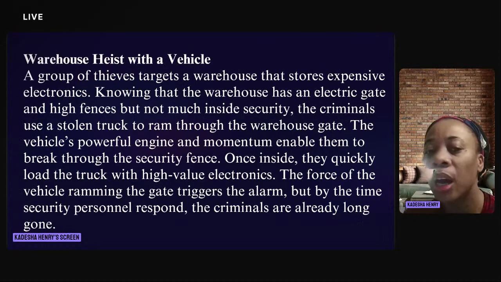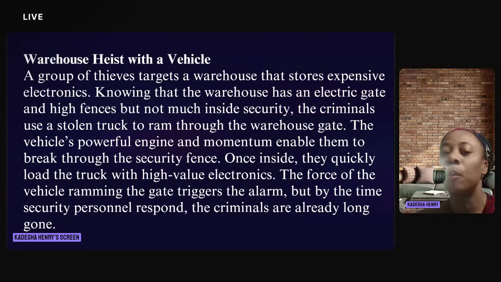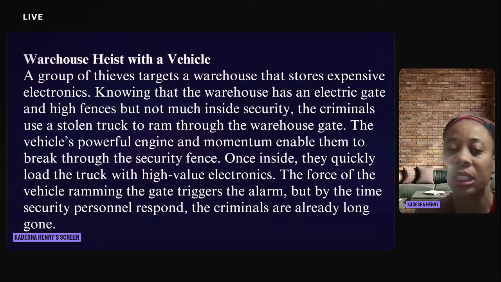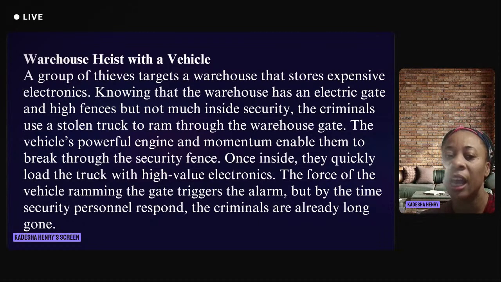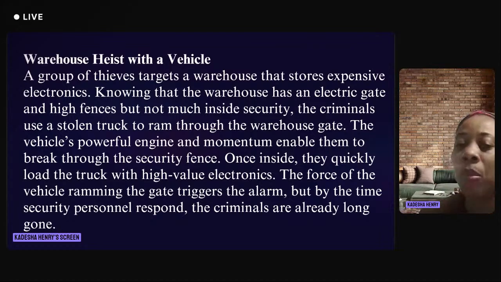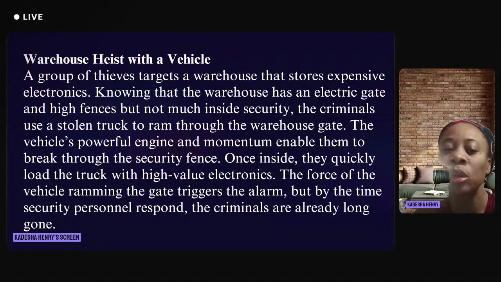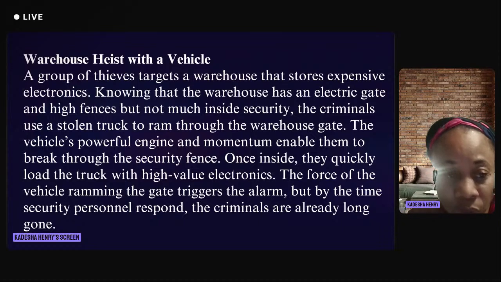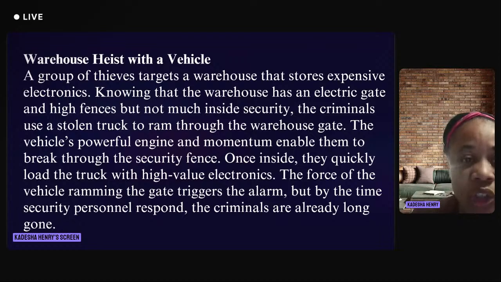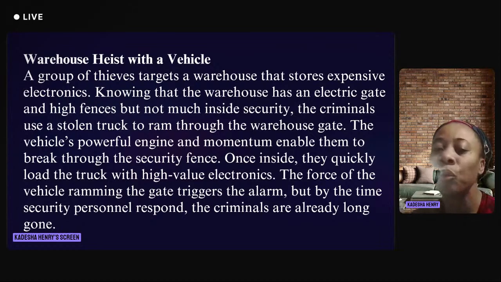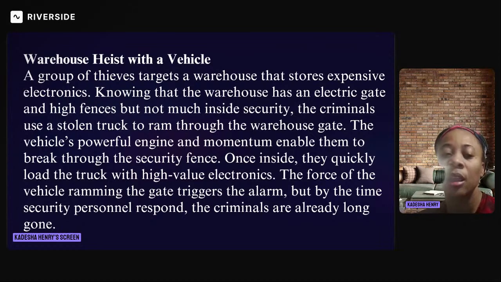So let's look at this warehouse scenario. A group of thieves targets a warehouse that stores expensive electronics. Knowing that the warehouse has an electronic gate and high fencing but not much inside security, the criminal uses a tool, the criminal used a stolen truck to ram through the warehouse gate.